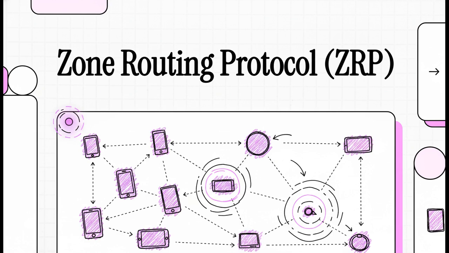But what if the answer wasn't some super complex system, but just thinking local? Today, we're jumping into a really smart solution for this called the Zone Routing Protocol, or ZRP for short. All right, let's get into it.